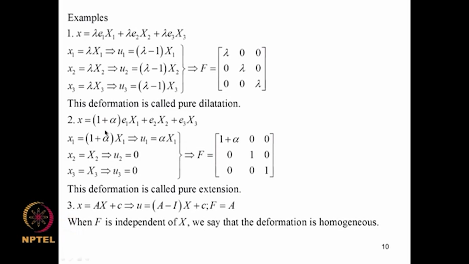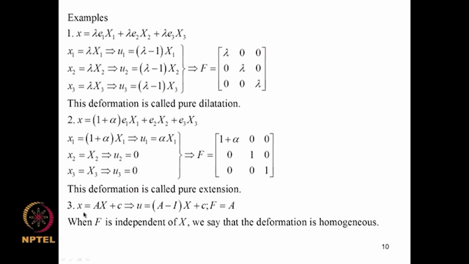Now, another example. I will consider x as (1+α)E1 X1 + E2 X2 + E3 X3. So, that x1 is (1+α)X1, from which I get u1 is αX1, and u2 and u3 are 0, from which I get F to be given by this. So, this deformation is called pure extension.